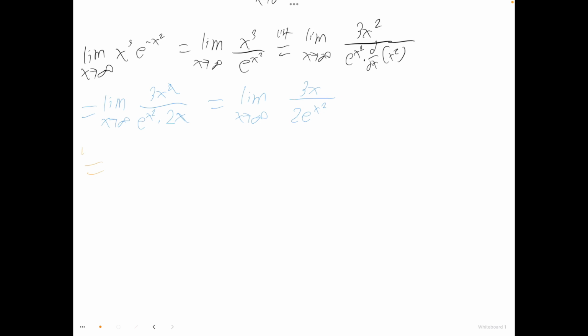And so using L'Hopital's rule a second time, we have the limit as x goes to infinity. The derivative of 3x is 3. The derivative of 2e to the x squared is going to be 4x e to the x squared. So as we now take this limit, the bottom is still going to infinity, and the top goes to 0. So we end up with just 0. And so we were able to compute this limit as well.